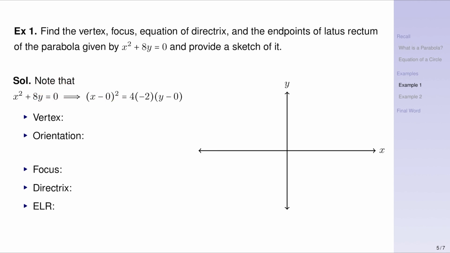Basically, you just move 8y to the other side, do some factoring, and write x in terms of this. So that's pretty straightforward. And from here, we can easily obtain the vertex. The vertex here represents the point, this one, and this one. So we'll have the point 0, 0. It would be located here.